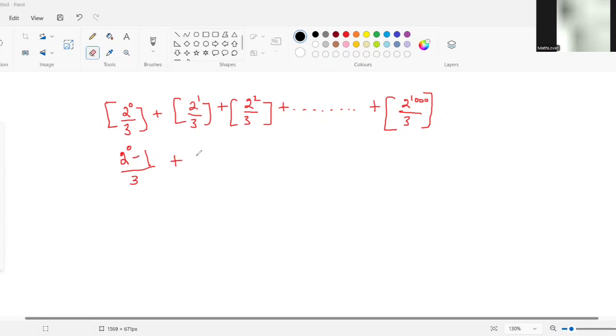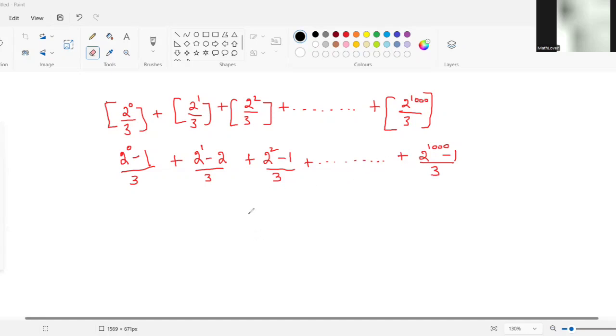And here 2 power 1, so 2 power 1 is 2. 2 divided by 3, remainder is 2. So I am rewriting it as 2 power 1 minus 2 divided by 3. The 2 square is going to be 2 square minus 1 by 3. So you will understand the pattern and it matches all the remainders. Through this we have successfully removed all the GIF symbols and made it just a simple algebraic expression.